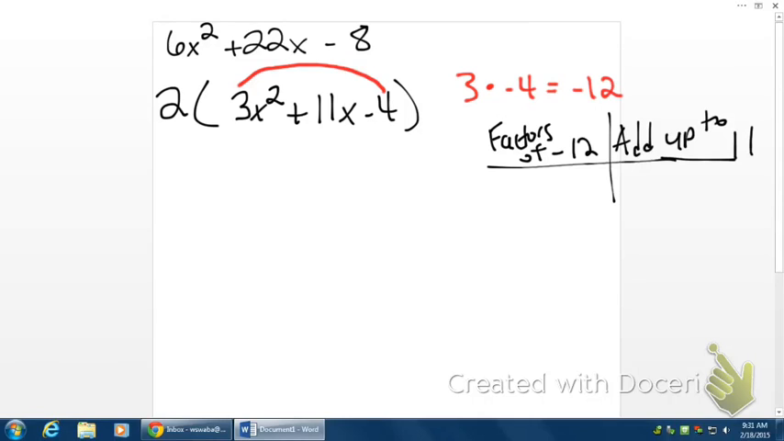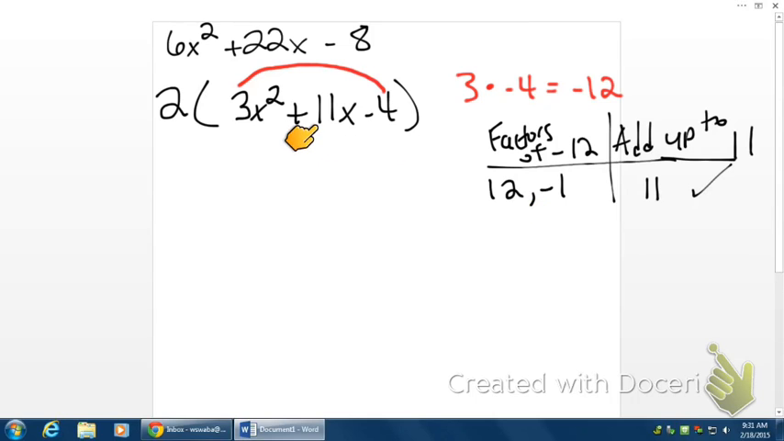Now, if it's a negative 12, you know you're going to have a negative number. And if you're trying to get a sum of a positive 11, you're probably going to have to go with a positive 12 times a negative 1. If you multiply these two terms, you're going to get a negative 12. If you add these two terms, 12 plus a negative 1, you get a positive 11. So you figured out your two numbers.